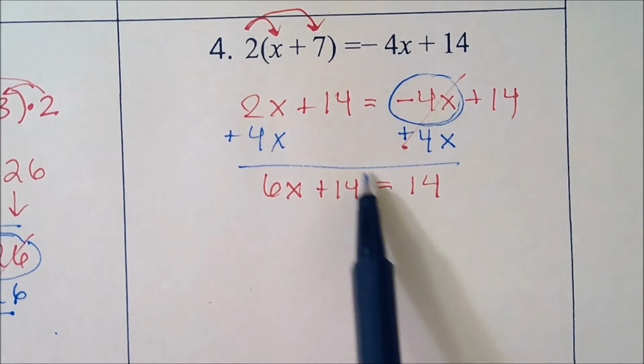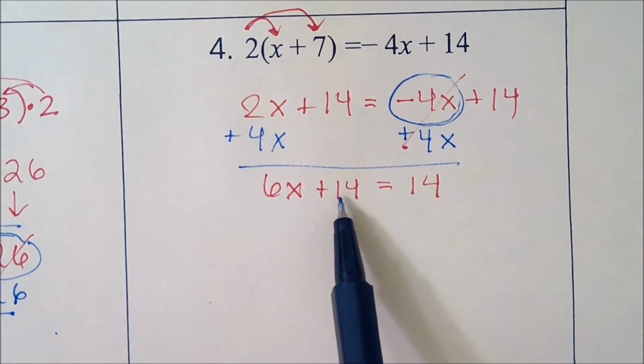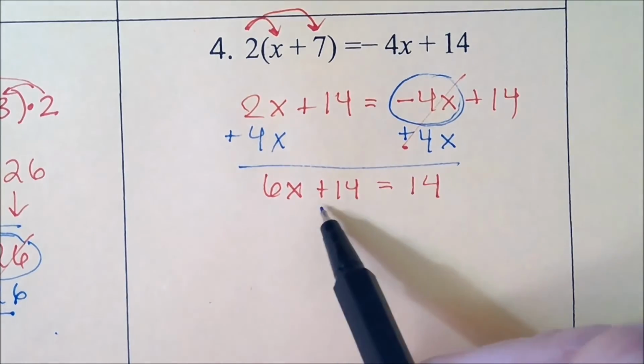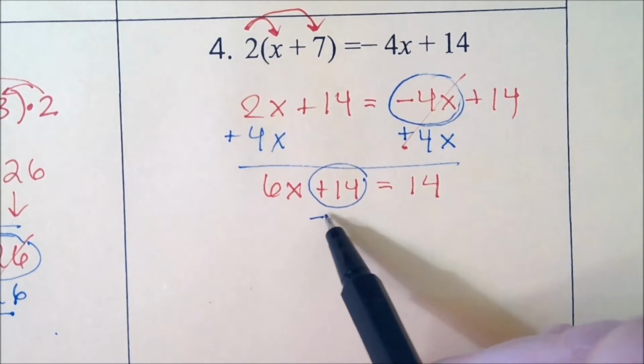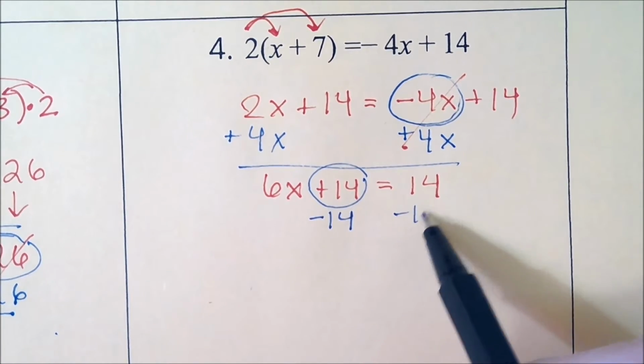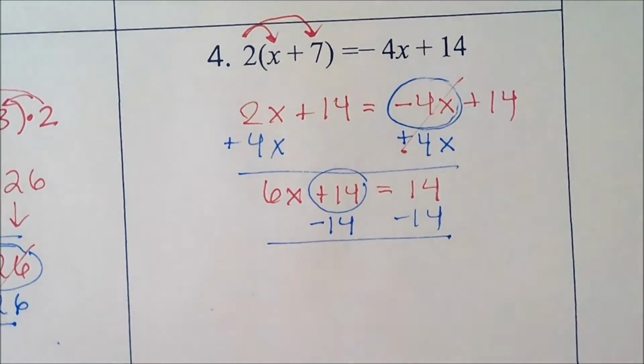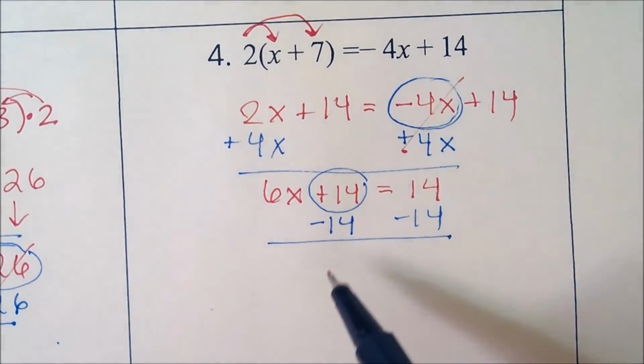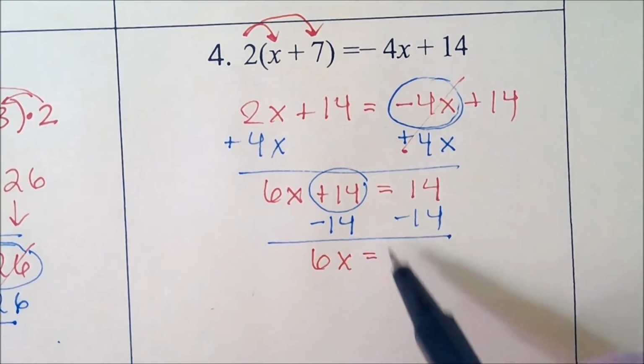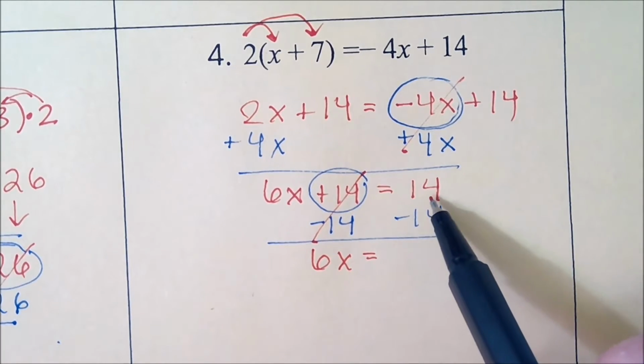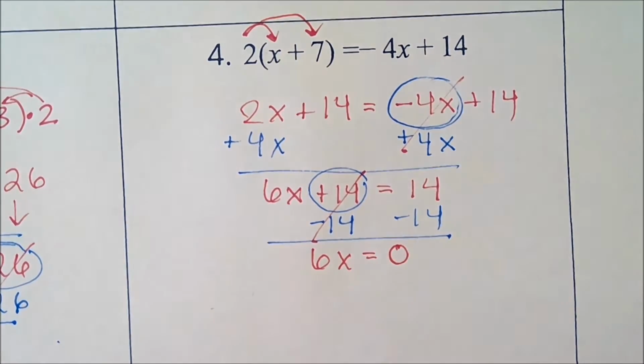My variables are on the left, so I want to start taking this positive 14 and get rid of it. So if I have positive 14, I'm going to combine it with a negative 14. I have 6x on the left. These are eliminated. 14 and negative 14 is 0.